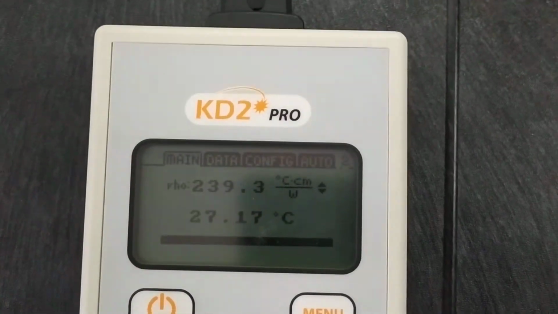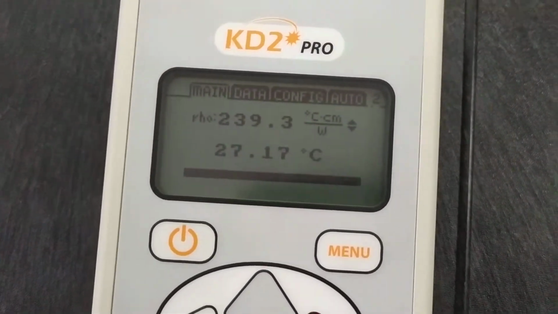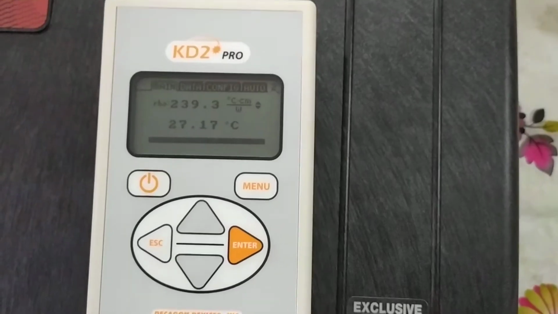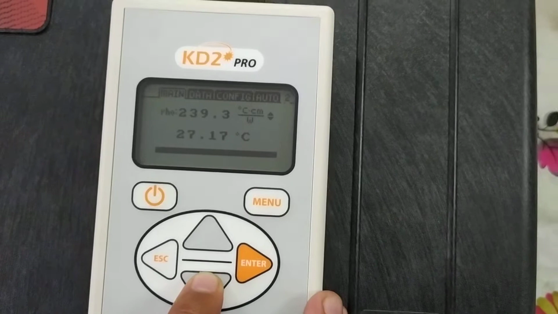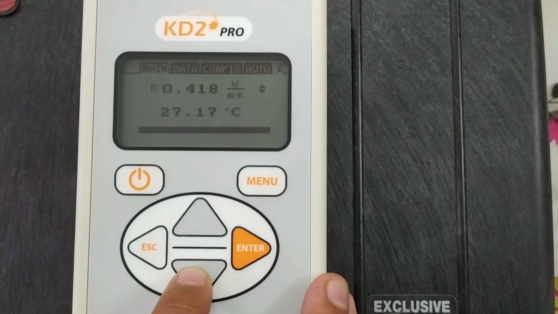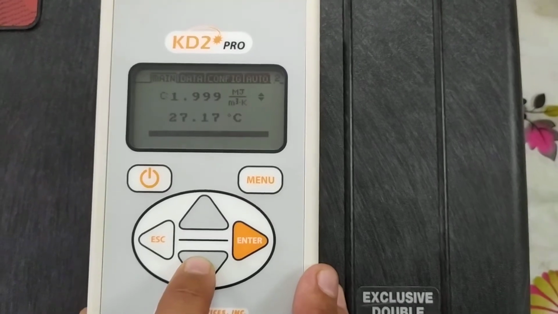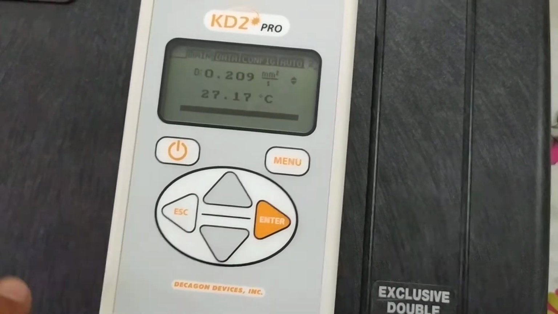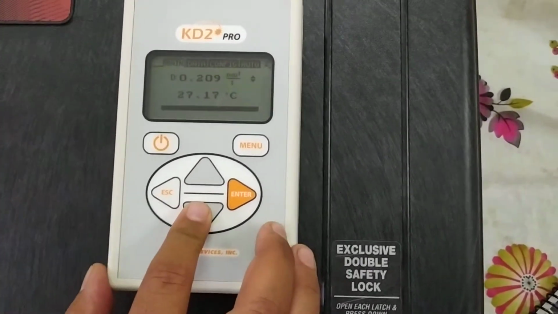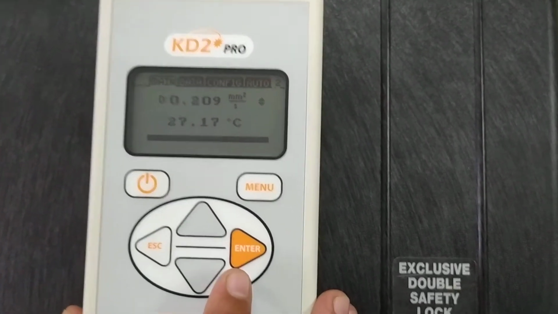So after completion of the process, we can see here the thermal resistance as shown here, 239.3 degrees Celsius centimeter per watt. The next. Next. This shows the thermal conductivity, 0.418 watt per meter Kelvin. And this is the thermal capacity, 1.99 megajoule per meter cube Kelvin. So all the three values can be accessed by using the arrows as shown on the data acquisition system. And the value as shown here is the thermal diffusivity, 0.209 mm square per second.